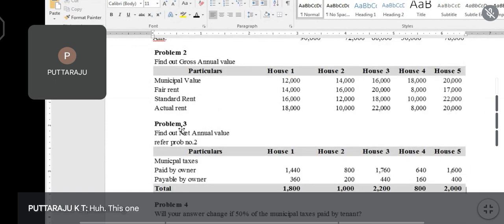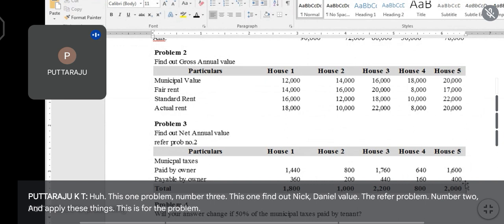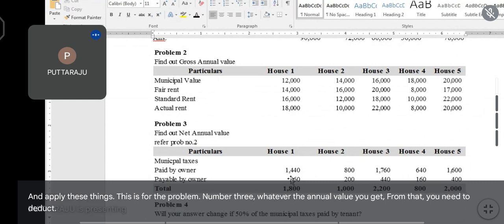This one, problem number 3. Find out the net annual value. Refer to problem number 2 and apply these things. Whatever annual value you get, from that you need to deduct municipal taxes. Tell me which municipal taxes have to be deducted. Is it both or any one? If one, which one?